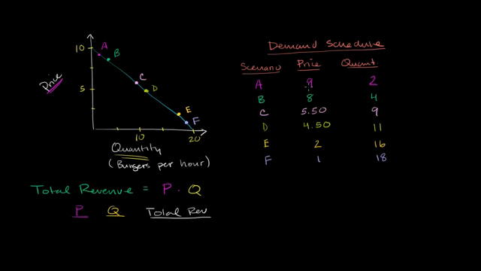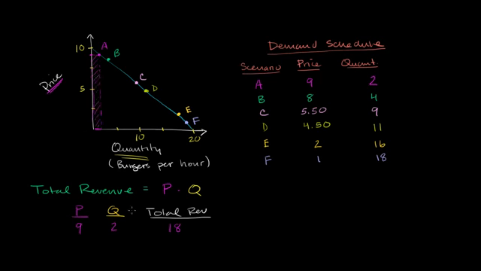At point A over here, price is 9. So I'll do it in point A's color. Price is 9. Quantity is 2. $9 per burger times 2 burgers per hour. Your total revenue is going to be 18. And you can see it visually right over here. This height right over here is 9. And this width right over here is 2. And your total revenue is going to be the area of this rectangle, because the height is the price and the width is the quantity. So that total revenue is the area right over there.